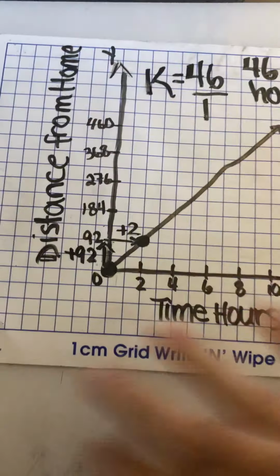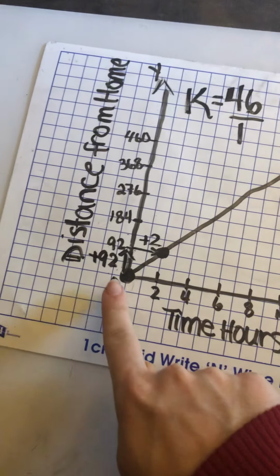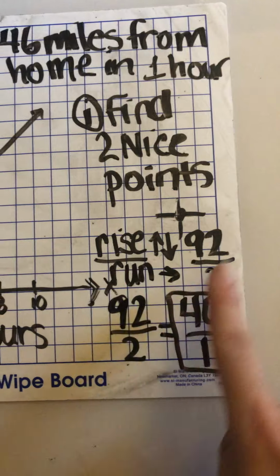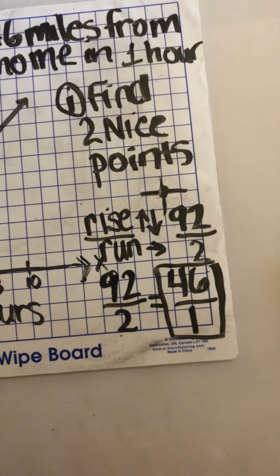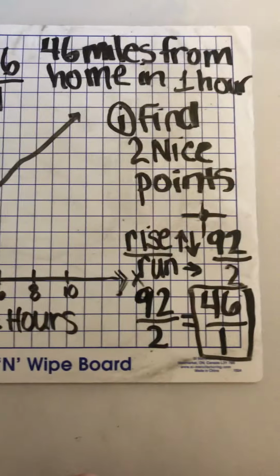Okay? So let me take you through that again. We were given the graph. The first thing you wanted to do is find the two nice points. That was this one and this one. We then decided, okay, let's figure out what the rise and the run is. How many boxes or how many units? What's the amount that I'm moving up or down? And then what's my run, which is always to the right.